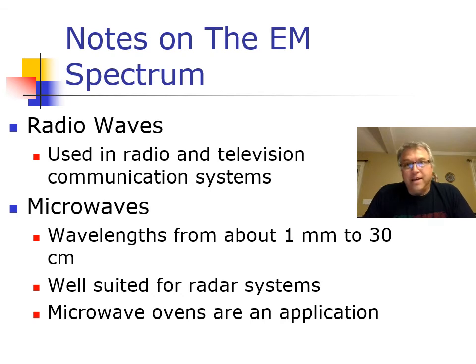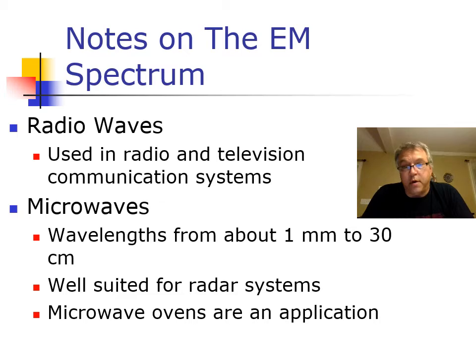All right, next thing I want to do is just go over a very, very brief overview of each portion of the electromagnetic spectrum. Again, very, very brief. We're not going to get into a lot of detail at all. But if we start with the longest wavelength and the shortest frequency, we have our radio waves. Radio waves are used for communication. So again, radio, television, things like that. A lot of communication systems will use a radio wave portion of the electromagnetic spectrum.